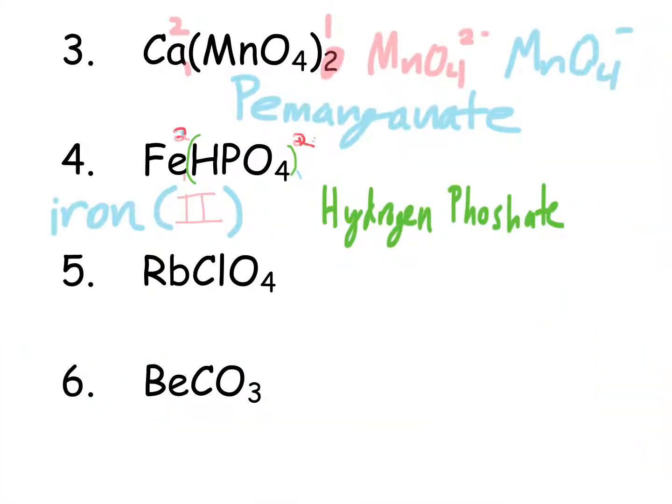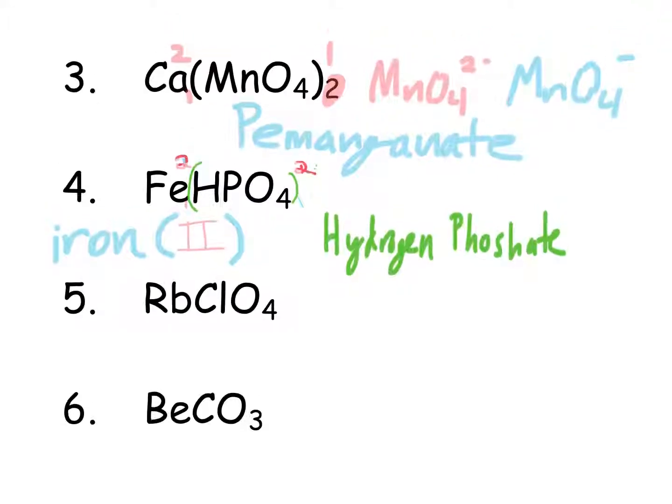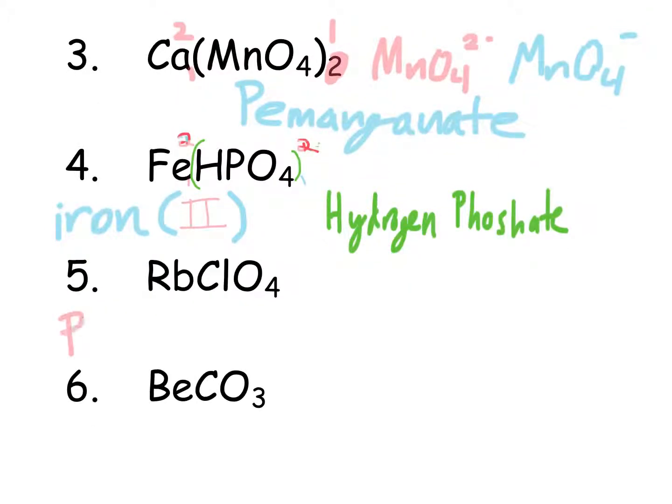Next we have rubidium as our cation. And then if we look at our polyatomic ion list for ClO4. Now it's not with the chlorates and chlorites because your polyatomic ions are listed in alphabetical order. And this one starts with a P. Per, perchlorate. So I have perchlorate as my anion.